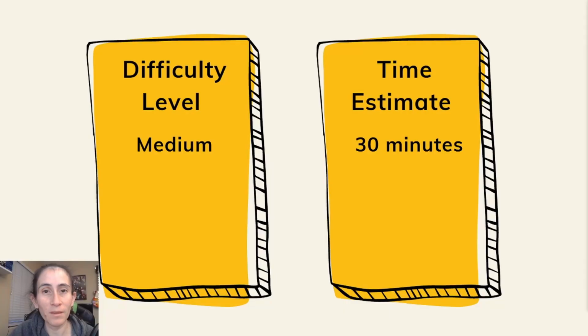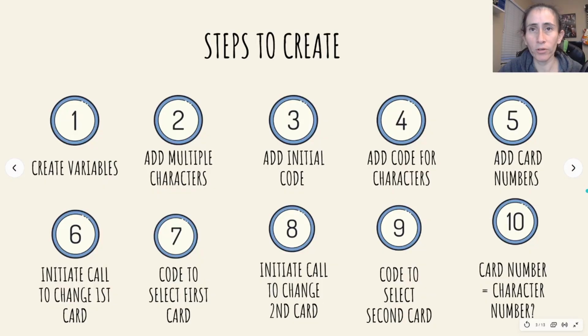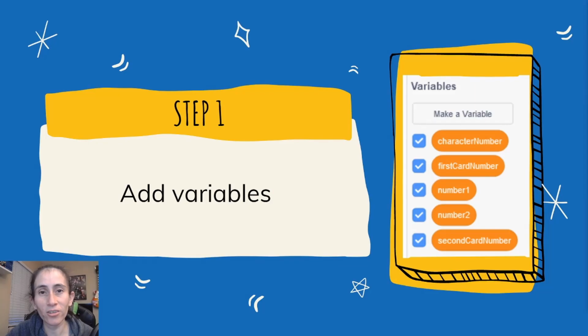Alright guys, so the estimated time for this is about 30 minutes. The difficulty is medium. Here are the skills you're going to be learning. You're going to learn how to use event blocks, operation blocks, variables, control blocks, look blocks, and sound blocks. And it's going to take about 10 steps to create this project. It's a long one. And again, this is only part 1, but we're going to be learning quite a few concepts in there. Alright, let's go ahead and start with step number 1.